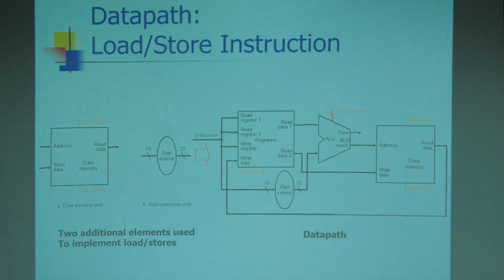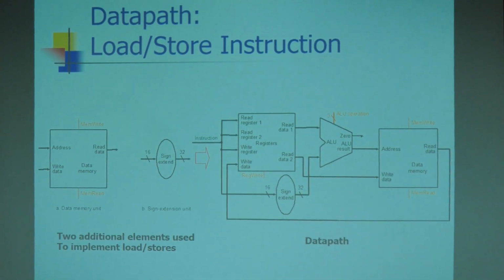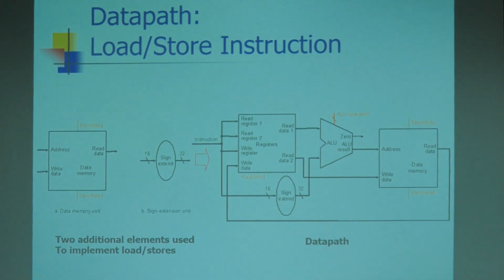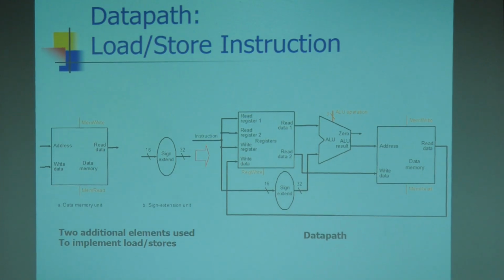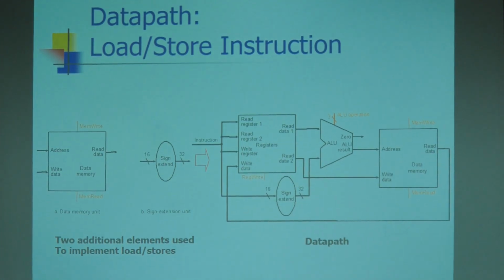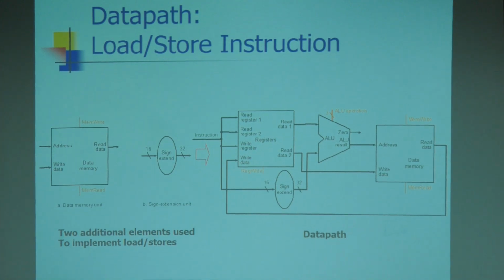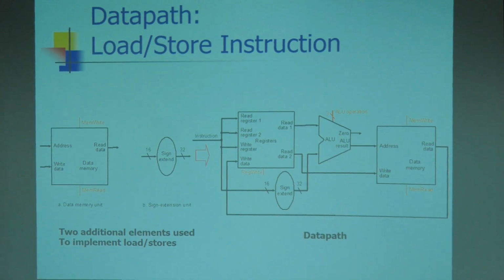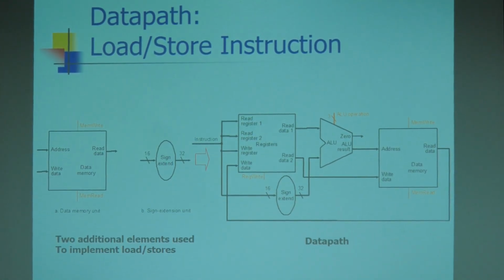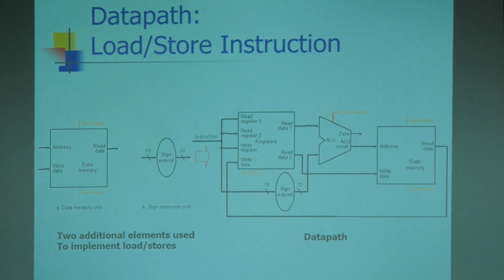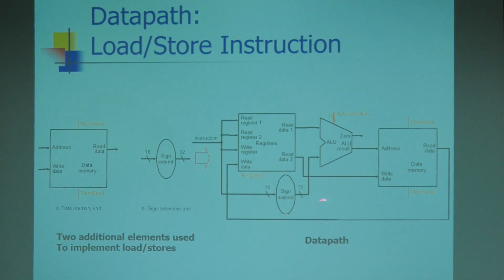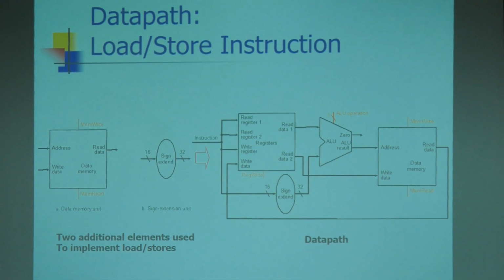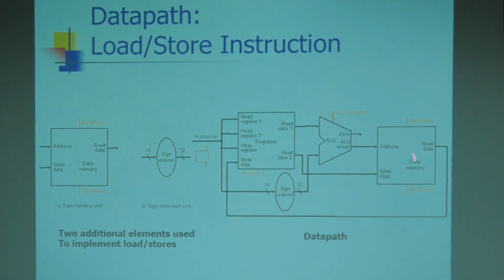Next, coming to the data path for load store instructions. Load store means memory reference instructions: reading data from memory and writing to memory. The load instruction is for reading data from memory to register, and the store instruction is for writing data from register to memory. Load and store are the 2 instructions. What data path is required to implement these load store instructions? Because we are going to read and write data from the data memory, one data memory is required.